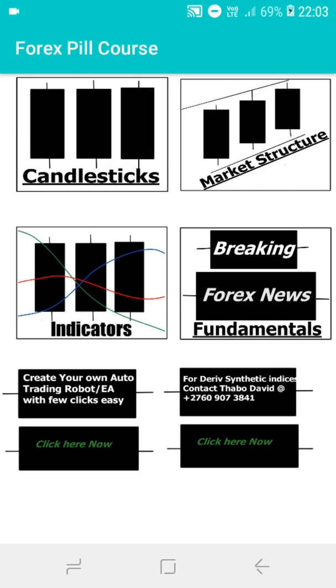Don't ever even think of uninstalling the app until you pass all these things, because you will be wasting your time being a forex trader if you don't understand this. You must pass all this before you uninstall the app.